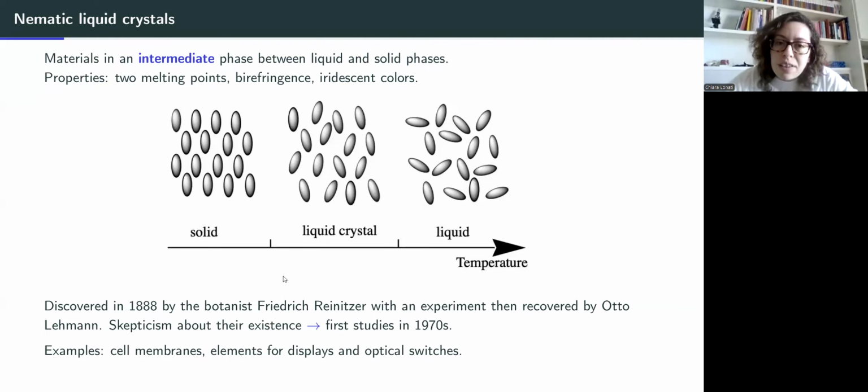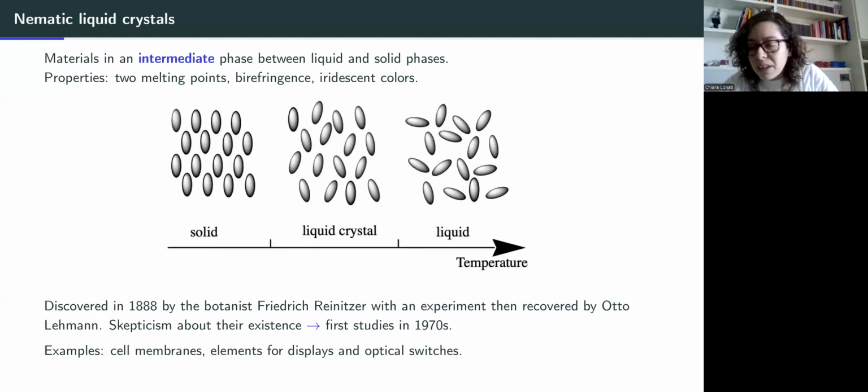However, these materials are really frequent in nature and also in applications. In nature, they can be found, for example, in natural elements or in cell membranes, in proteins, and in the DNA. As regards technological applications, we can find them in lenses, in optical switches, and you can think about your LCD televisions.